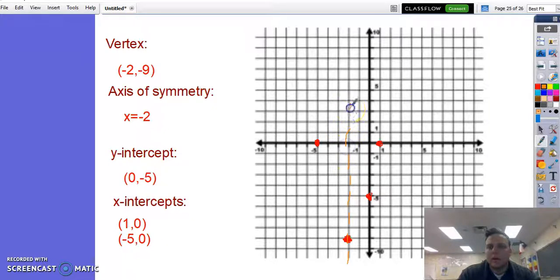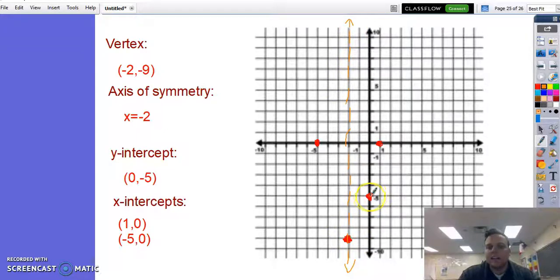Oh wow, I'm really bad at this. I do apologize for how bad my lines are. Okay, so there's my axis of symmetry. Now, why do I care about my axis of symmetry? Because I can find the fifth point by using my axis of symmetry. Because we know that parabolas are symmetric.